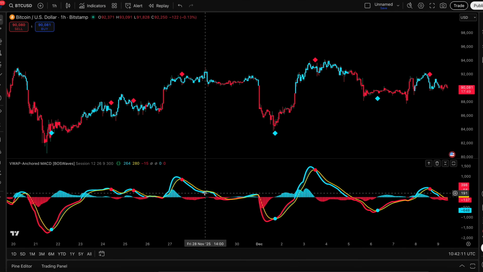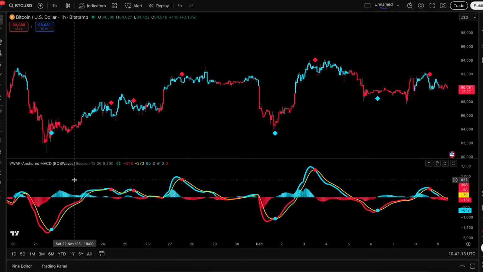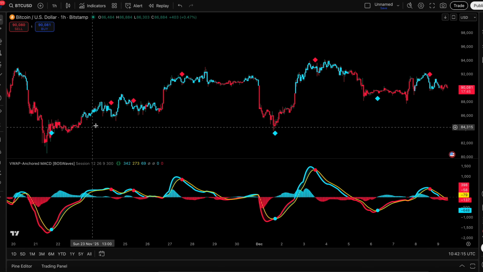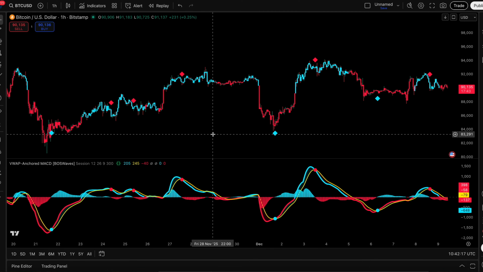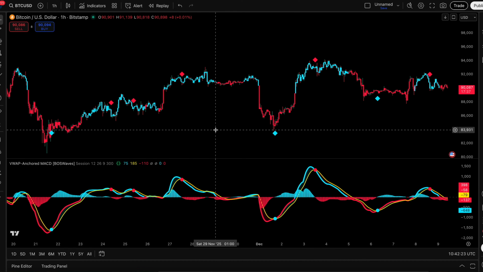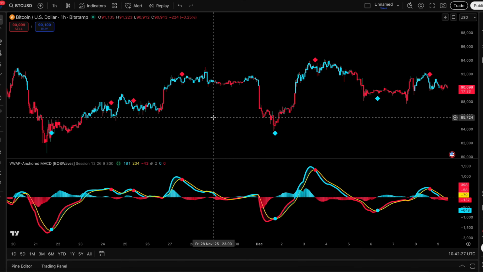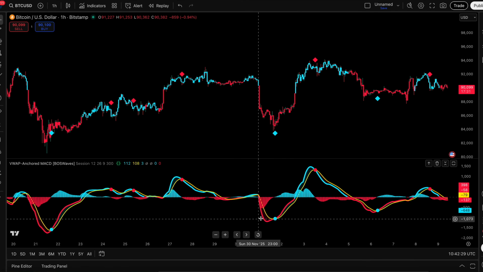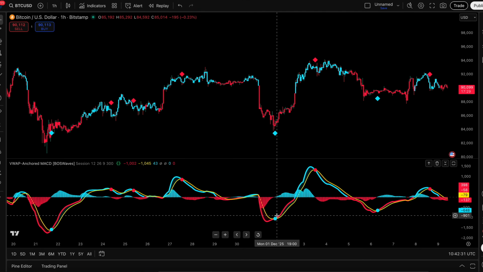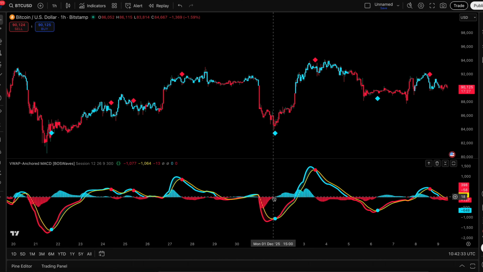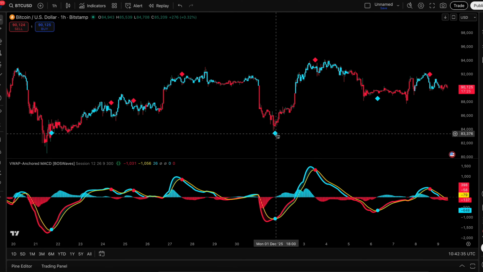We also have a zero line noise filter, so rather than having lots of crossovers be plotted as signals on our price chart, which can make the chart look very confusing and overcrowd our decision making, we have added this filter so that you only see signals where momentum is strong enough to matter. So for example, here you can see we had a crossover here, and this is quite a distance away from our H line here. And then you can see we've had a signal plotted here.